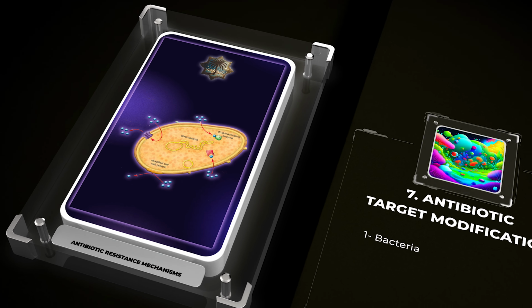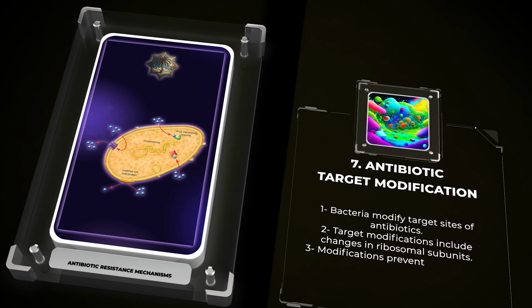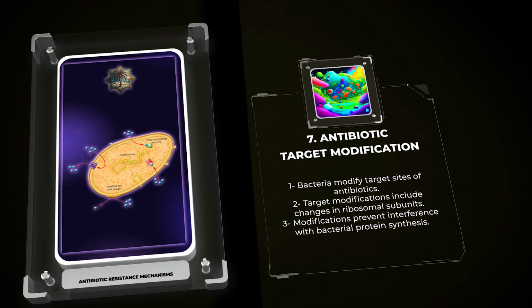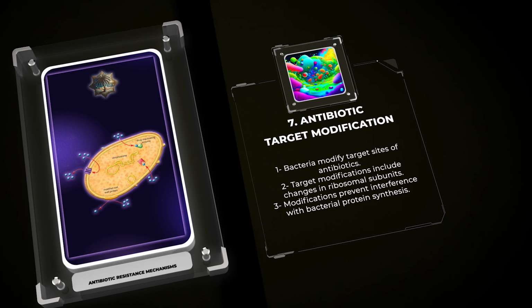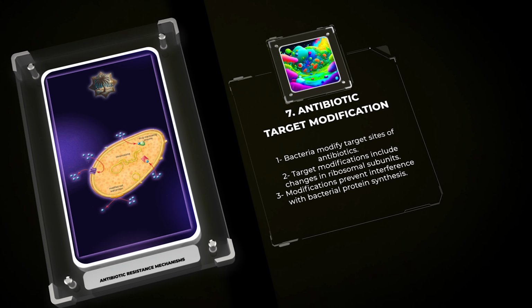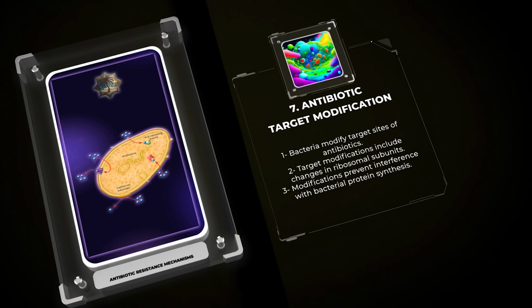Bacteria have developed mechanisms to modify the target sites of antibiotics, making them less susceptible to the drug's action. This can occur through mutations in the target protein or changes in its expression level.